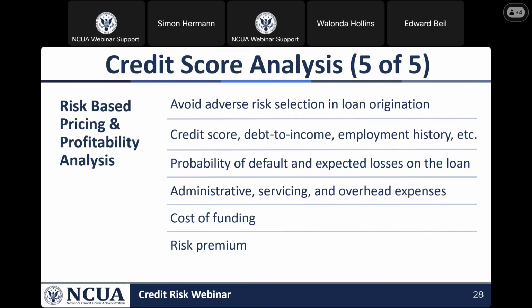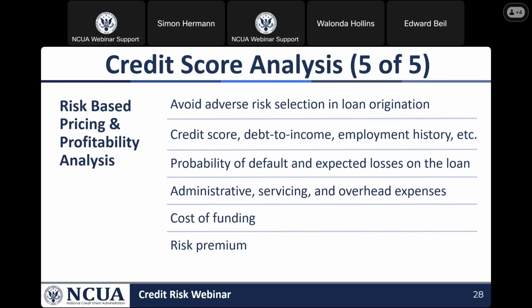Risk-based pricing in consumer lending is often driven by the borrower's credit score, but it can incorporate other factors such as the borrower's debt-to-income ratio, their employment history, or collateral support. Risk-based pricing would ideally be accompanied by a profitability analysis, and this analysis would typically be reflective of the probability of default and expected losses on the loan, consider servicing and overhead expenses associated with administering the loan, incorporate the cost of funding into the loan's pricing, and include a risk premium that reflects the risk profile of the borrower.